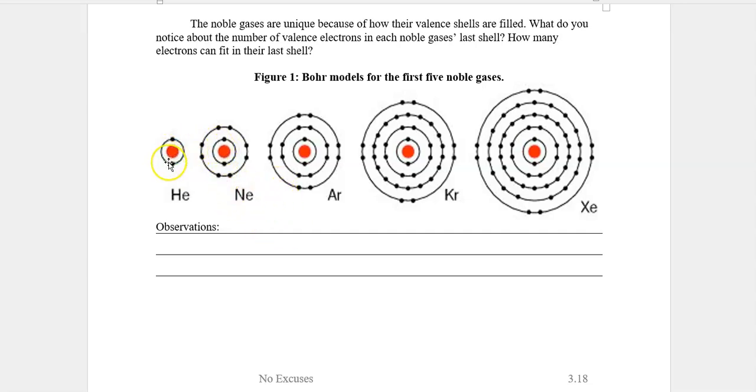Because helium only has 2, but if you try to add one, it's its first shell. So that new electron will go into shell number 2. It won't go into shell number 1. So the noble gases all have full valence shells, most of them being 8.